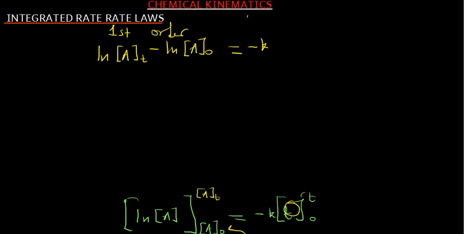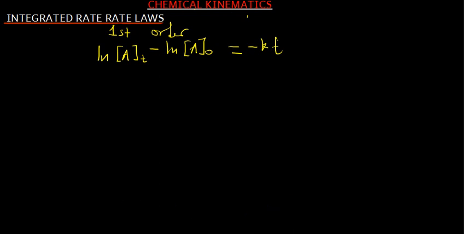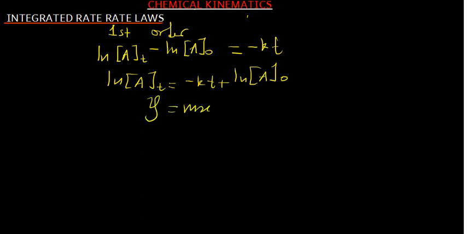Where there is t, we put the upper limit, which is t, minus where there is t, we put the lower limit, which is 0. Now that doesn't affect anything, so we just write it like that. Well, we can proceed at this point and take this portion on the other side, and so we're going to have natural log of A at a certain time t being equal to negative kt plus natural log of A initial concentration.